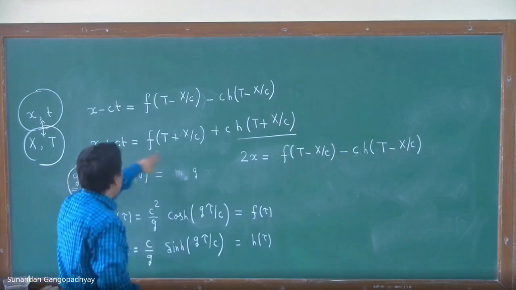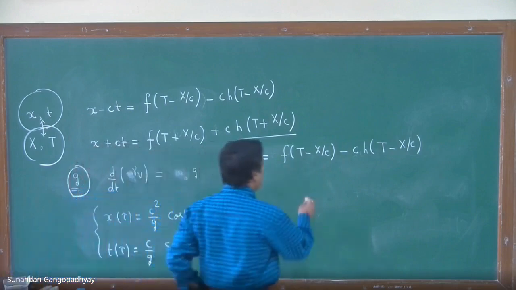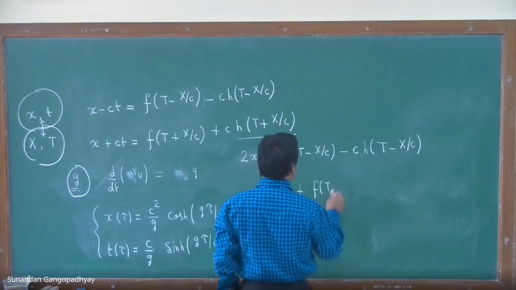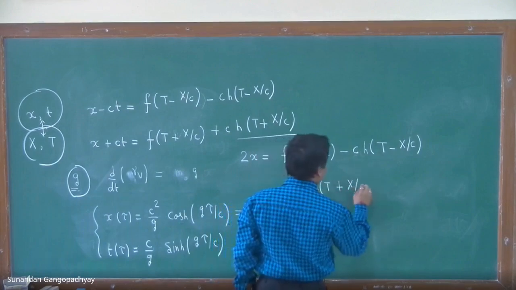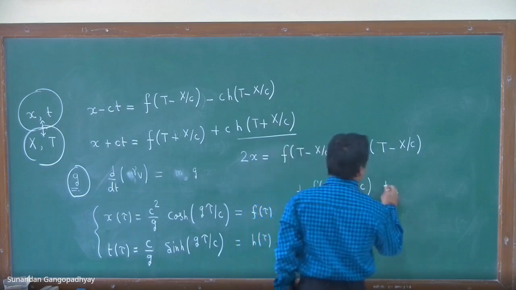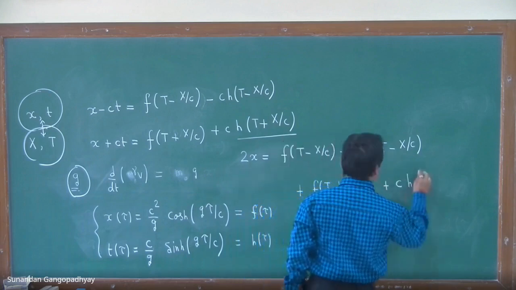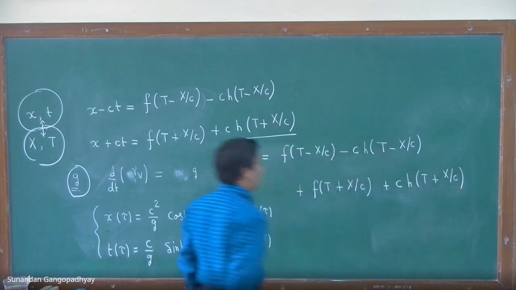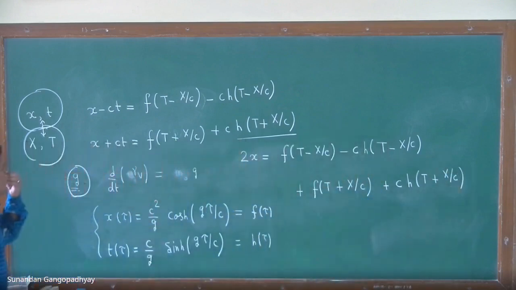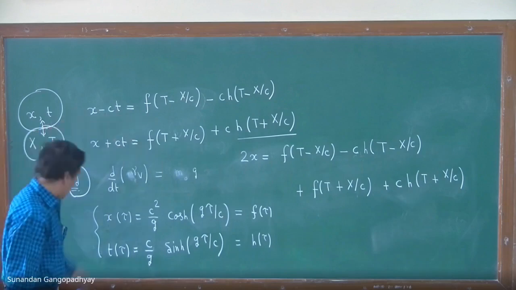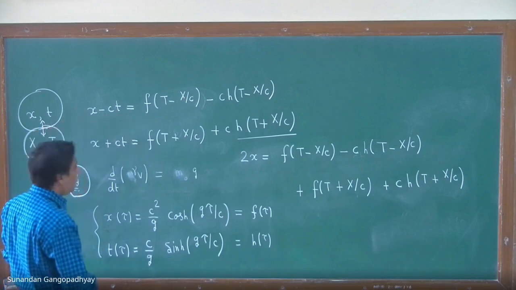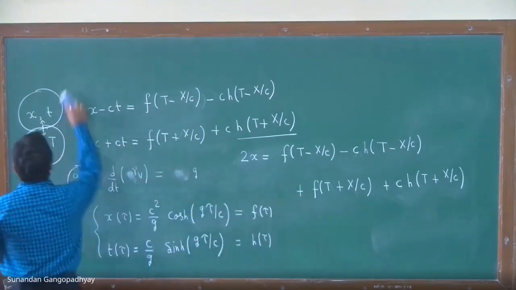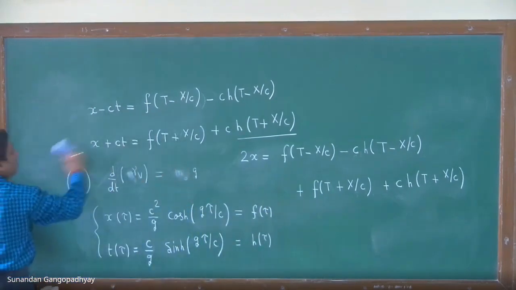h, and we are adding the equations, so you will get this plus f of t plus x by c plus c h of t plus x by c. So this we get just by adding these equations, and what we need to do now is put in these forms here. So let us do the calculation and see what we get.